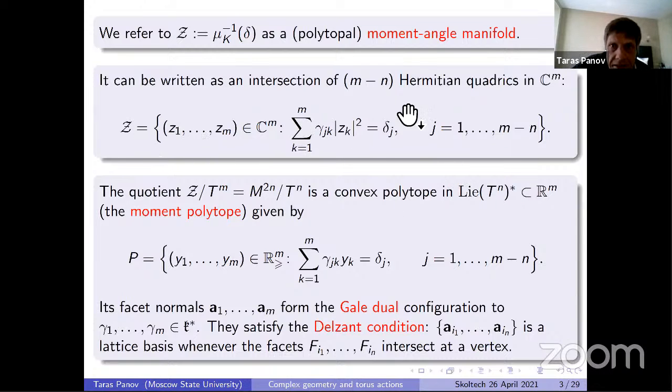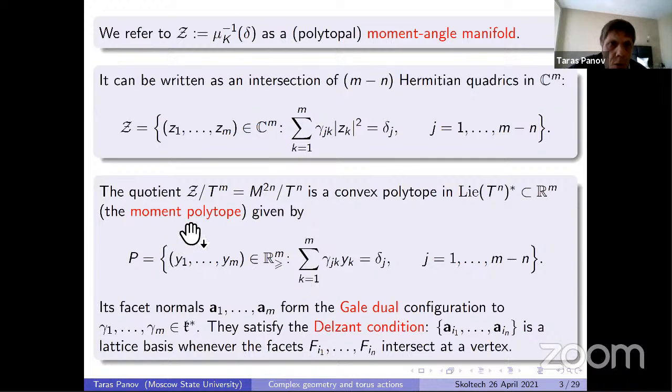Namely, if you write it like this as an intersection of m-n Hermitian quadrics, then you need only care about the non-degeneracy of this intersection, so that the set defined by those quadrics is a manifold. It's a transverse intersection. And this is somehow inscribed in the symplectic construction, but if it's not part of the symplectic construction, then you have to impose this condition.